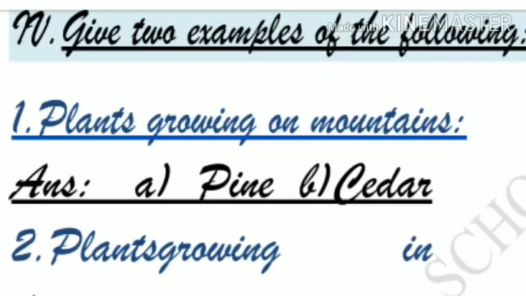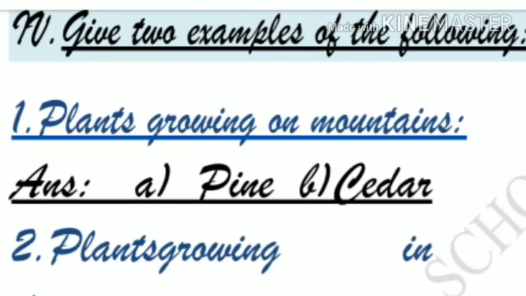Roman 4. Give 2 examples of the following. 1. Plants growing on mountains. Answer: pine, cedar. Plants growing on mountains. Example: pine, cedar.